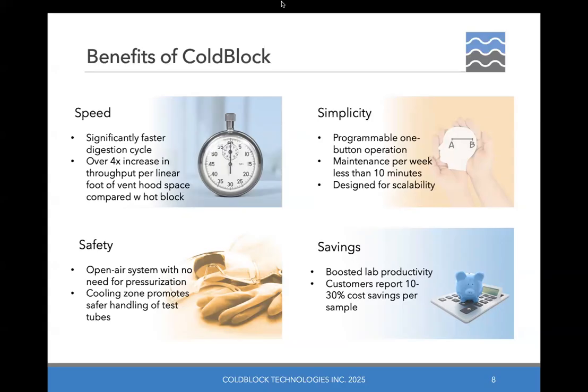A programmable one-button operation of a digestion system with very low maintenance requirements per week, and a system that's designed for scalability. On the safety side, again, our system is open air. There is no need for the pressurization of acids. And the cooling zone we just spoke about promotes safer handling of test tubes, safer handling of samples. And all of that results in savings. With boosted lab productivity, our customers often report cost savings of 10 to 30% per sample.